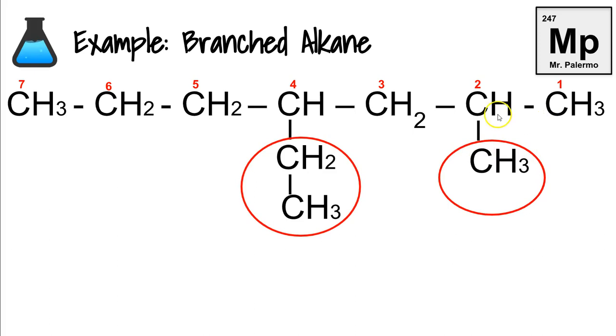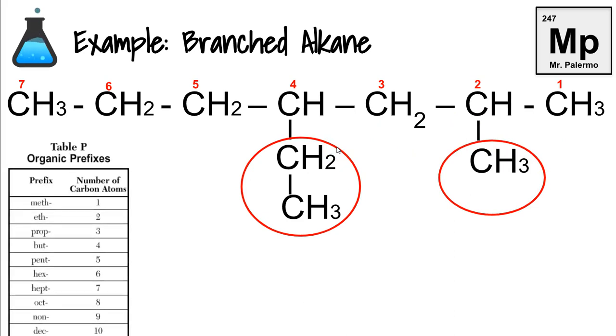The next step, once I've identified my branches, and I like to circle them, so I suggest doing those in your examples, is to use table P to figure out what is the name of these branches. Well, this branch here has one carbon, so one carbon is meth, and we're going to add the YL ending for the branch, so this is a methyl group, and this is 2 carbons in a row, and so 2 carbons is eth, so this is an ethyl group.